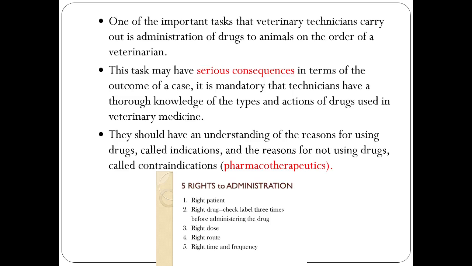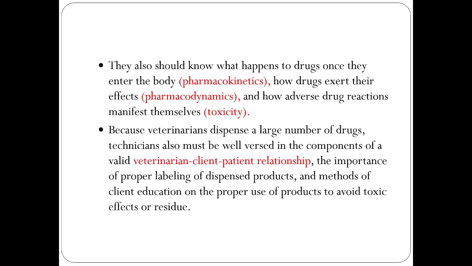There are 5 rights to administration. So basically, you need to make sure you have the right patient, giving the right drug. Check that label 3 times before you administer the drug. The right dose, the right route, and the right time and frequency. If you've ever been in an ER or a hospital or even at the doctor's office, they will check your name, check your birth date, check the drug, and do that check with you 3 times and make sure you understand what you're taking before they give it to you, often many times a day. So it is really important that you do that for your animals.